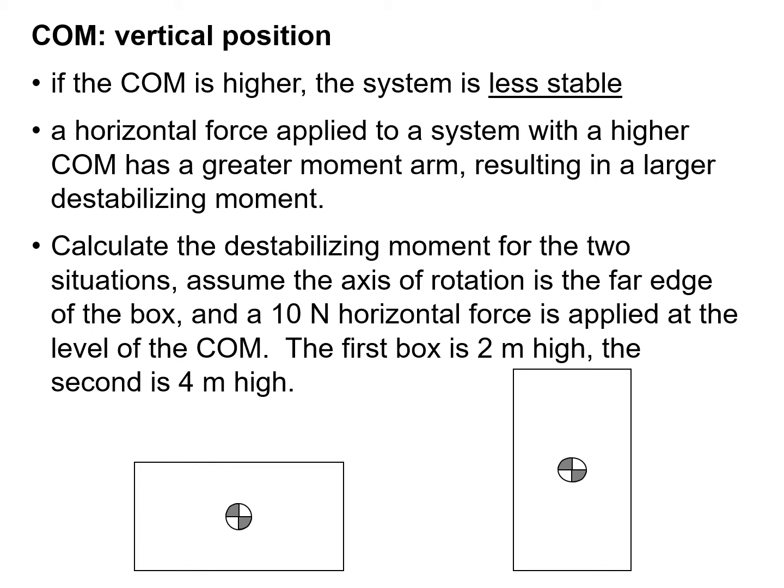A horizontal force applied to a system with a higher center of mass has a greater moment arm, and this results in a larger destabilizing moment. So we can calculate the destabilizing moment for two different situations. Let's assume the axis of rotation is the far edge of these boxes, okay? And a 10 Newton horizontal force is applied at the level of the center of mass. The first box is 2 meters high, and the second box is 4 meters high. The 4-meter high box is going to be less stable because the center of mass is placed higher.